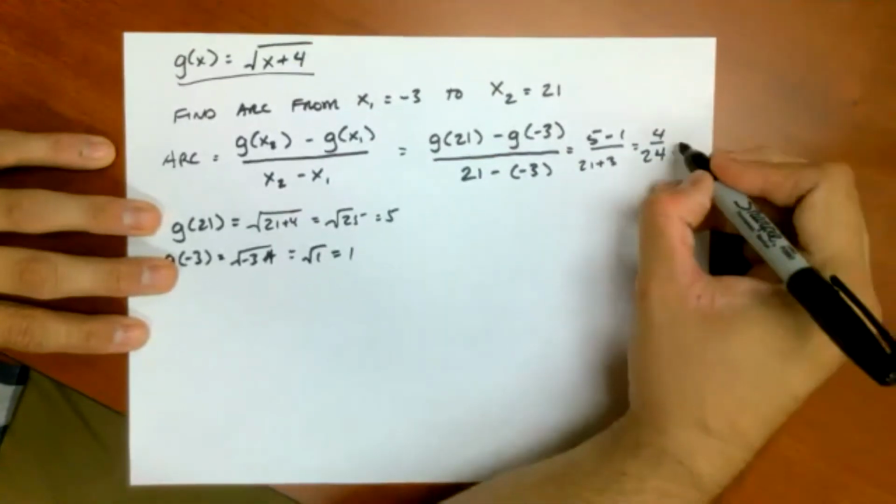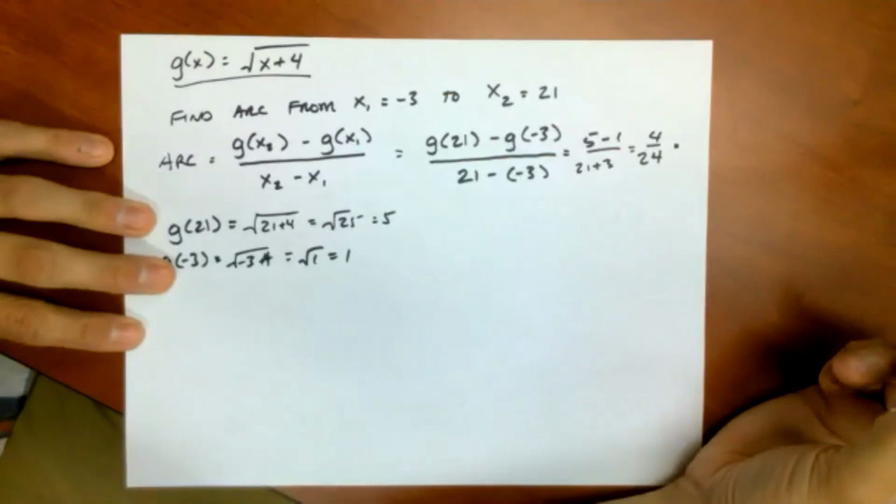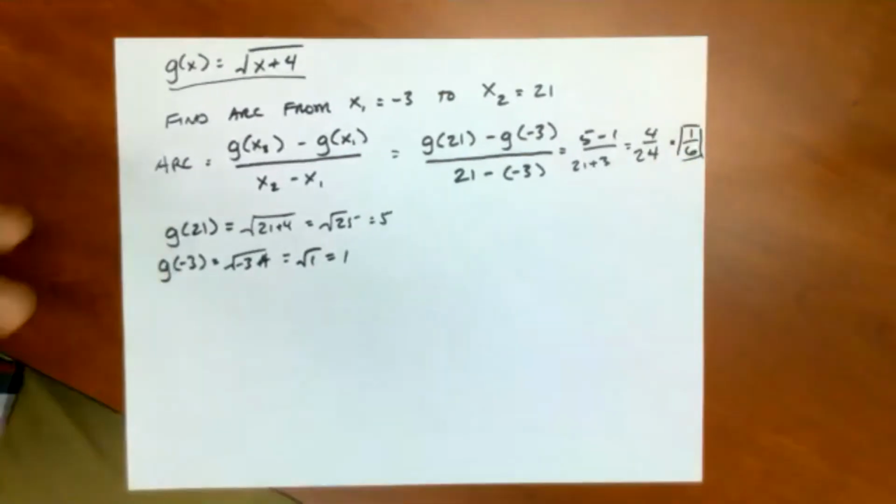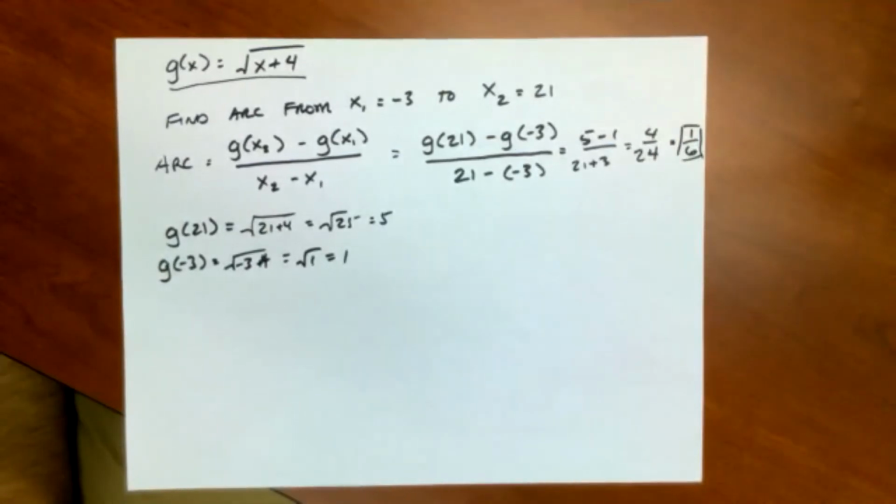21 plus 3 is 24. And then we can simplify this. They're both divisible by 4, right? So we want 1/6. Okay. Hey, I finished it before the end of the paper.